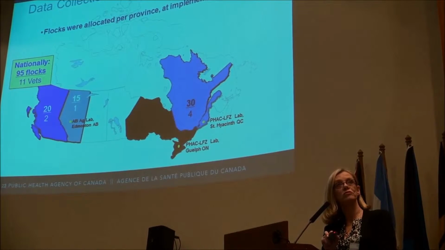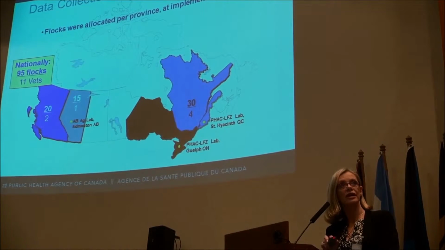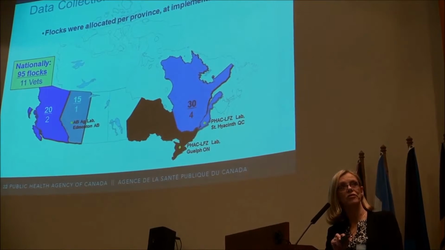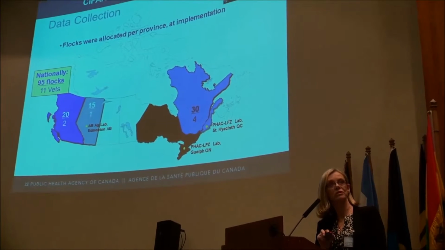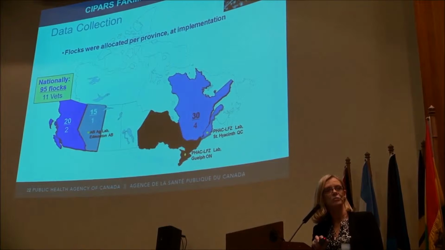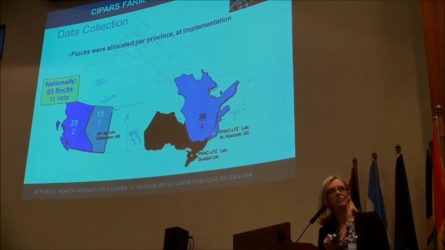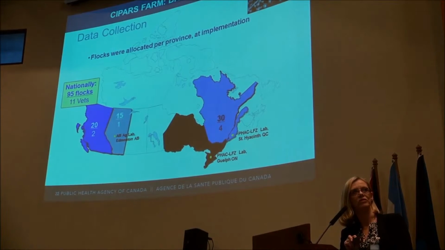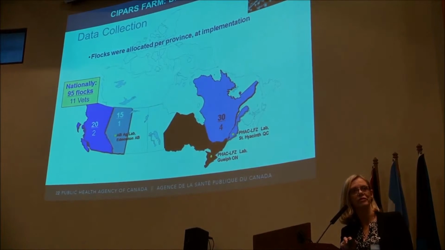And in terms of broiler poultry, it's been going for 1 full year, and right now it's also a Sentinel Farm surveillance. So we have 20 farms in BC, 15 in Alberta, can't really see where we are in Ontario and Quebec, and these are the vets that actually are going out to these farms to do it. So we have 2 vets in BC, 1 here, and several in Ontario, and 4 in Quebec.